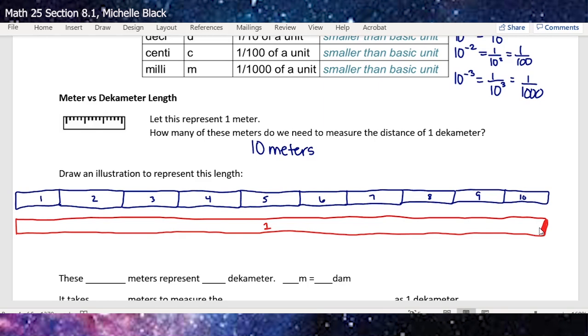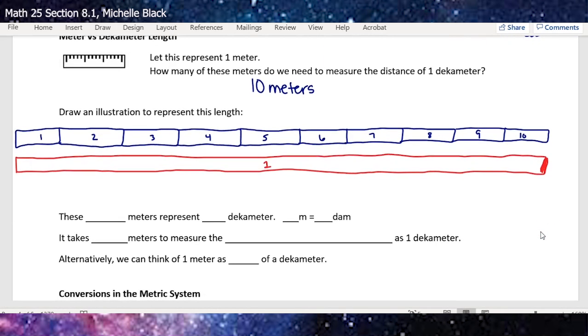The metric system is nice because it's based off these powers of 10. If you remember from other sections, if we multiply by 10 or divide by 10, we're really just moving our decimal point either to the left or to the right. So converting between these units is very simple because we can just move our decimal point however many places we need, either to the left or to the right.